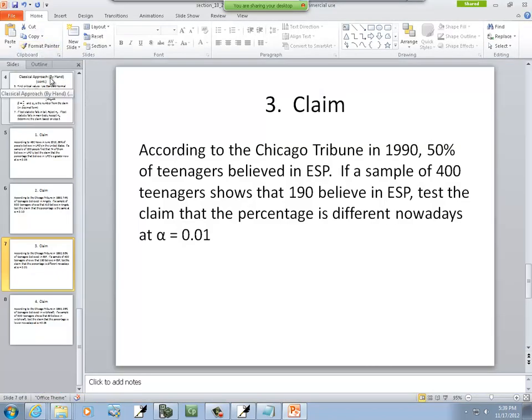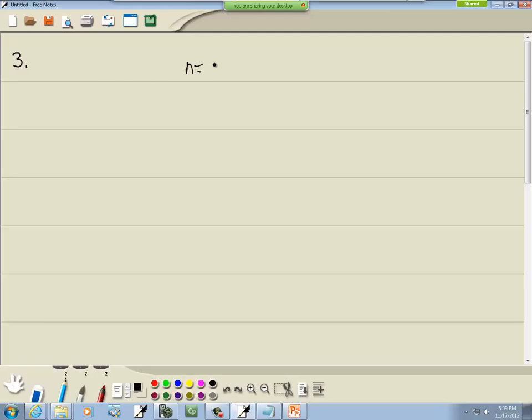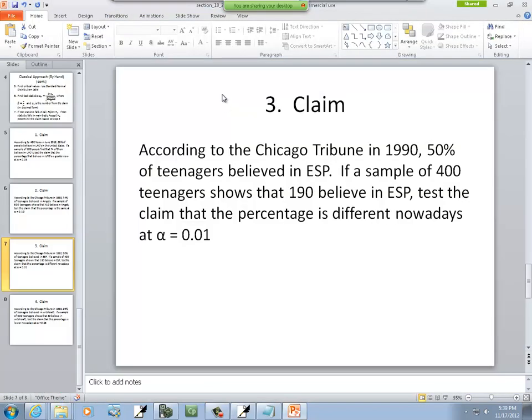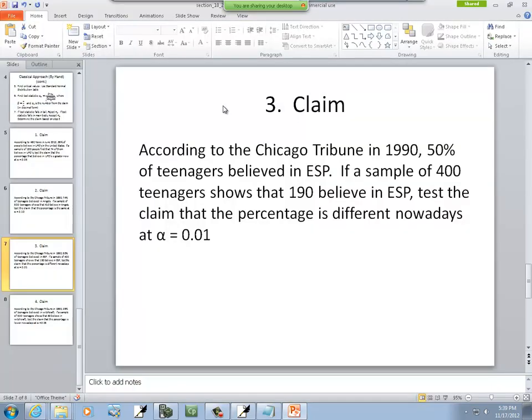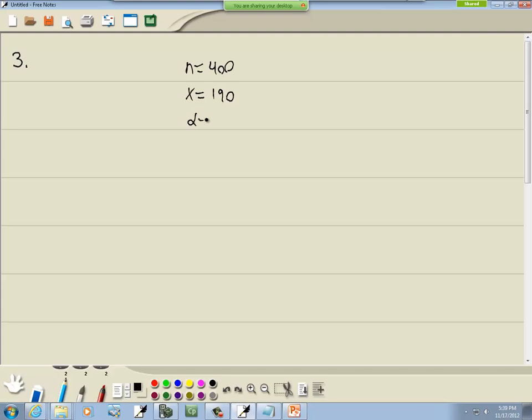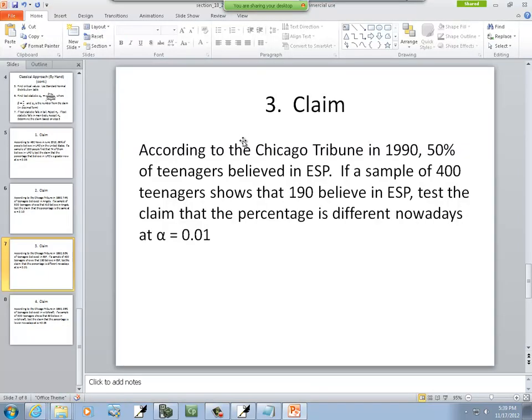Okay, number 3. According to the Chicago Tribune in 1990, 50% of teenagers believe in ESP. If a sample of 400 teenagers, it's amazing how many people believe in things they've never seen, yet things that are right in front of you, like what God has done, people ignore. It's interesting. Half of teenagers believe in ESP, but not one of them has seen it. Of course, this is back in 1990.